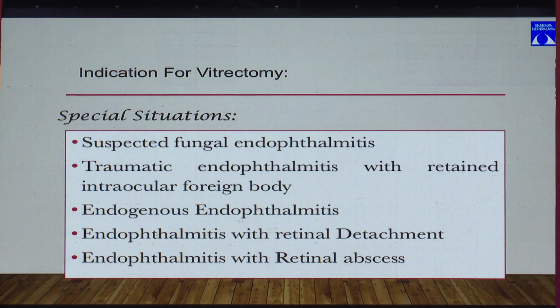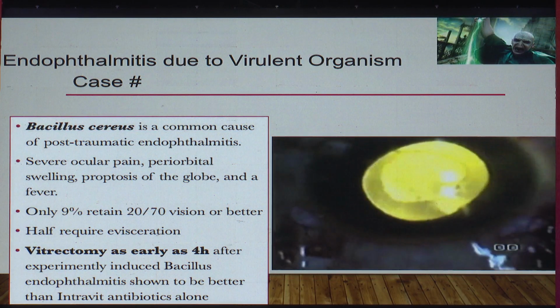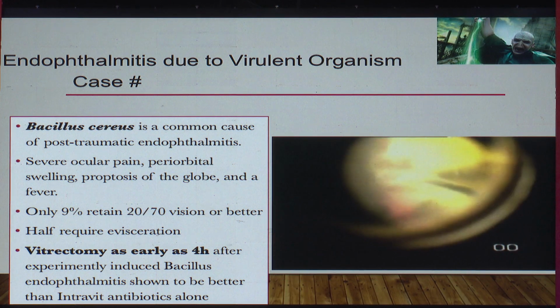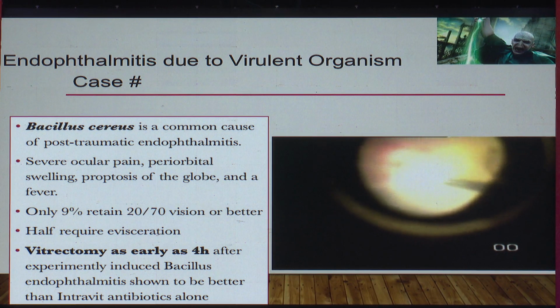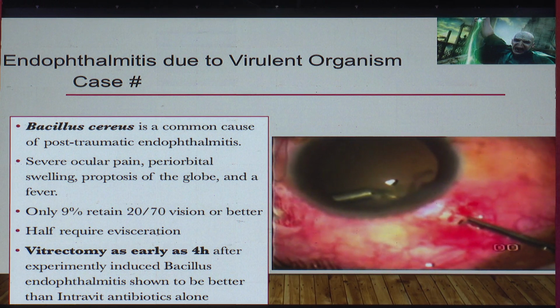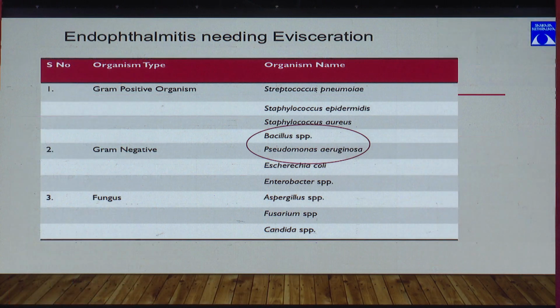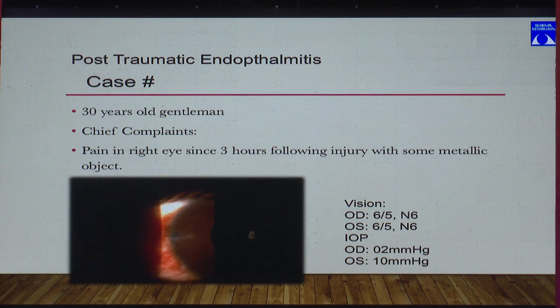Special situations like fungal endophthalmitis, traumatic endophthalmitis, endogenous endophthalmitis, endophthalmitis after retinal detachment, and with retinal abscess, EVS did not give us any guidelines. I'll just discuss a few cases to represent these scenarios. So this is a case of post-traumatic endophthalmitis with intraocular foreign body. Nobody will wait for anything. You have to take up the patient as an emergency, remove the intraocular foreign body, and take care of the endophthalmitis. Even today, infection with bacillus is one of the most common causes of patients needing evisceration.